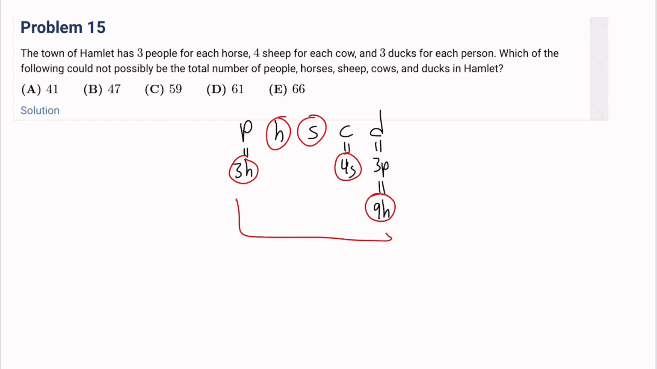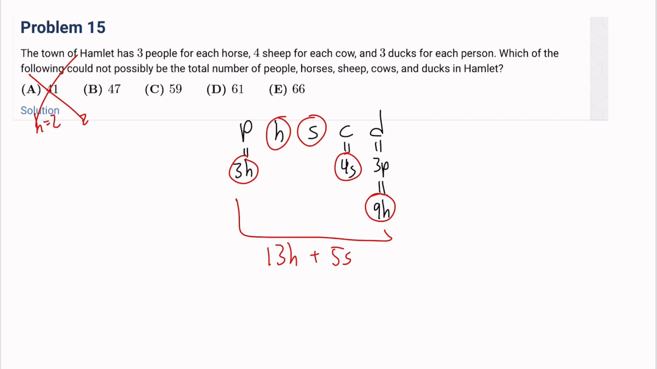And so if we add these up, that gives us 13h plus 5s, right? And so we have to find a number that is not a multiple of 5 plus a multiple of 13. Let's look at a first. What can a be? If h is 2, then 13h would be 26, and if we add a multiple of 5 to it, that would get 41, so 41 is not the answer.